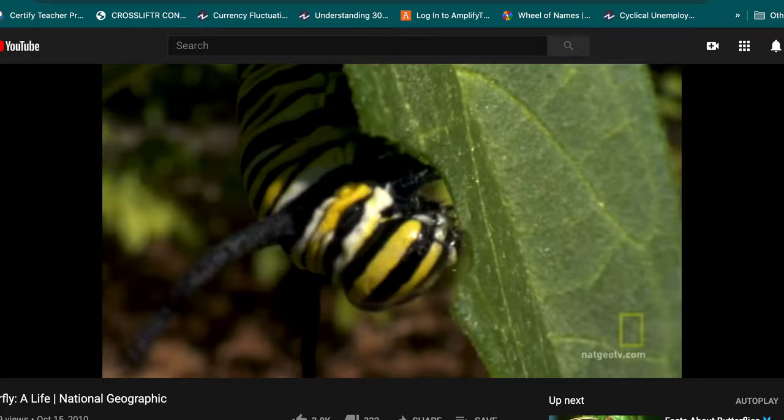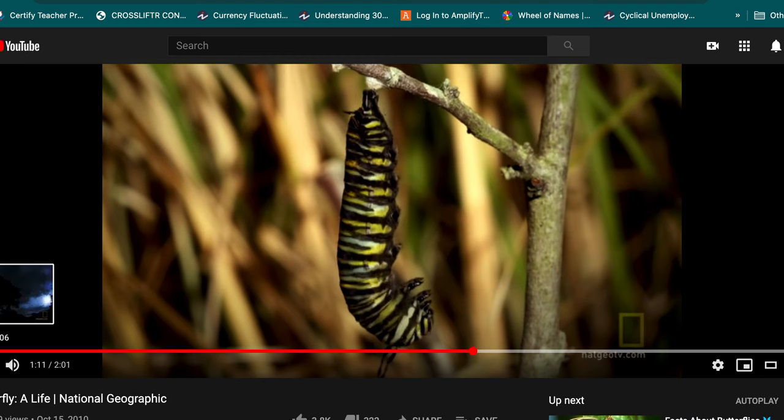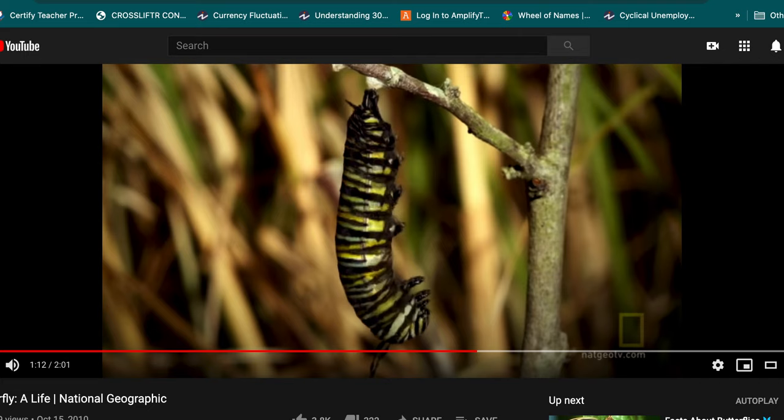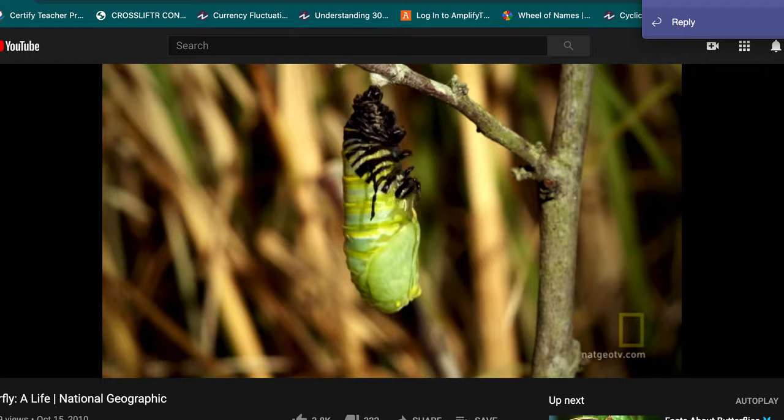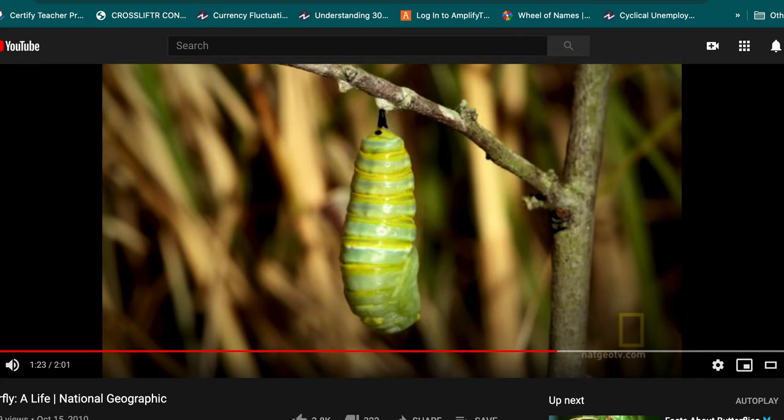It feeds and it molts several times. It means that it's growing. Then, I'm going to pause it right here. It becomes a pupa, which is this stage. It becomes like a little funny bag or sack that is going to become the adult. While pupating, while inside that funny sack, which is that one right there, that's the pupa, while it is pupating, the tissues of the larva break down and then reform into the adult insect.